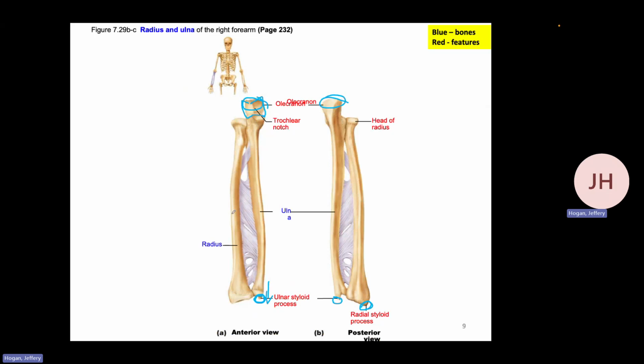Let's see, what would we call this? An interosseous membrane here connecting these two bones together, functioning like ligaments, binding these two bones together. And then we have the head of the radius.